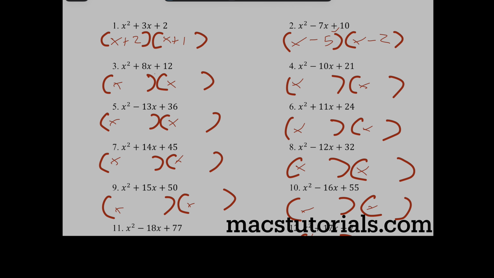Going on to number 3, third term is positive. Signs are the same. Take the sign of the middle, which is plus plus. What multiplies to 12 and adds to 8, that's going to be 6 and 2. Moving on to number 4, third term is positive. Signs are the same, not positive, the same. Take the sign of the middle, which is minus. That's going to give us a minus minus. Okay, what multiplies to 21 and adds to 10? 7 and 3.